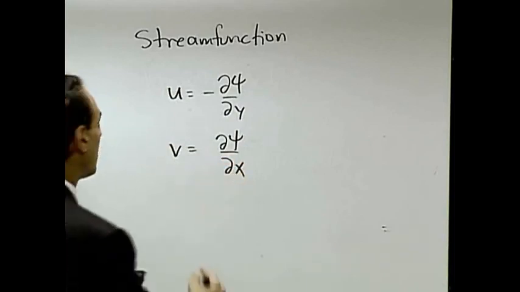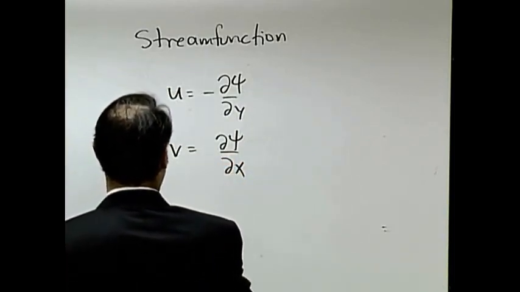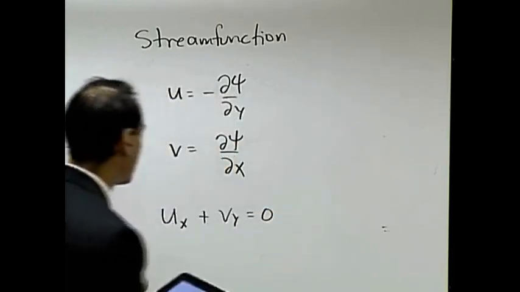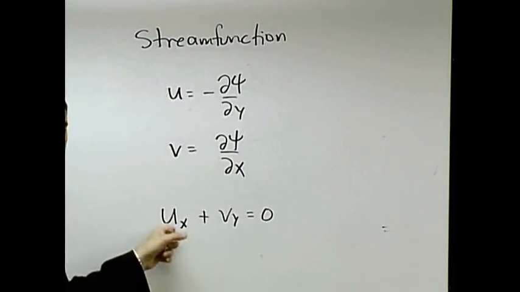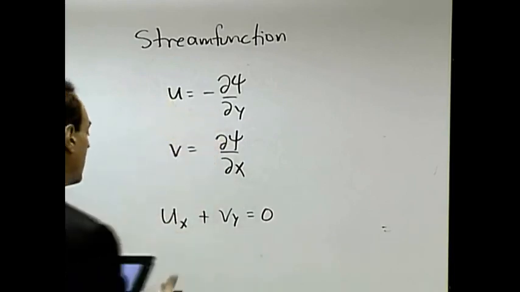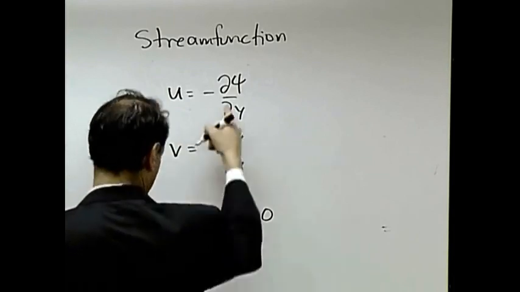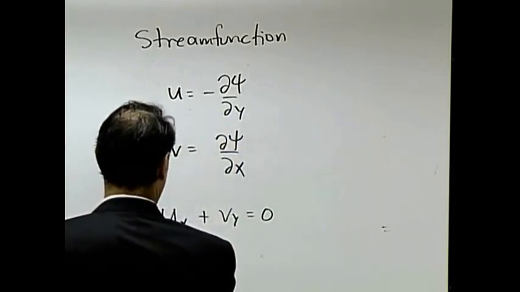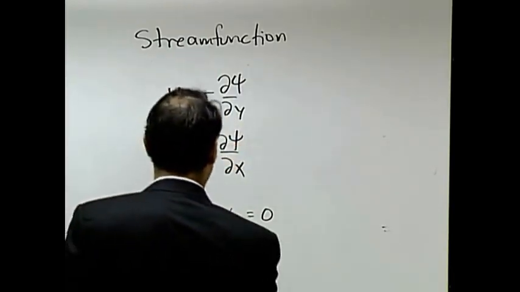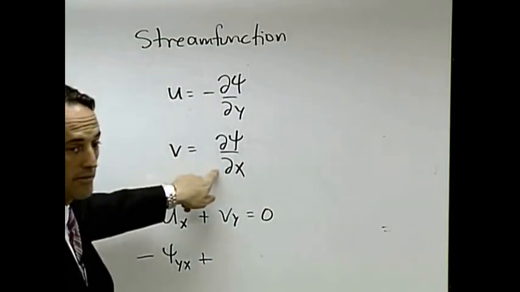Now, the incompressible flow condition is this: Ux plus Vy is equal to 0. I'm going to start replacing partials with just subscripts. So what is u of x? Well, take the x derivative of it. Let's put it now in stream function form. The u of x derivative is minus phi, and I just take the x derivative of both sides, I get that, plus Vy, take the y derivative of this.